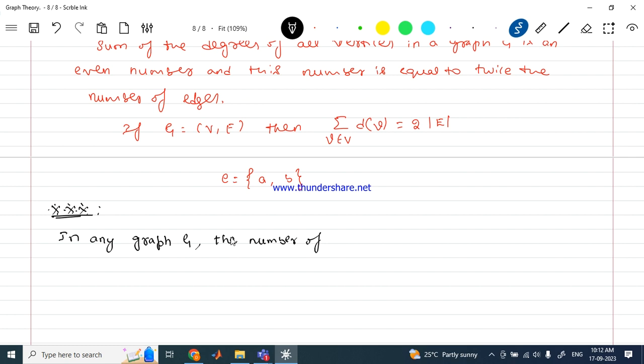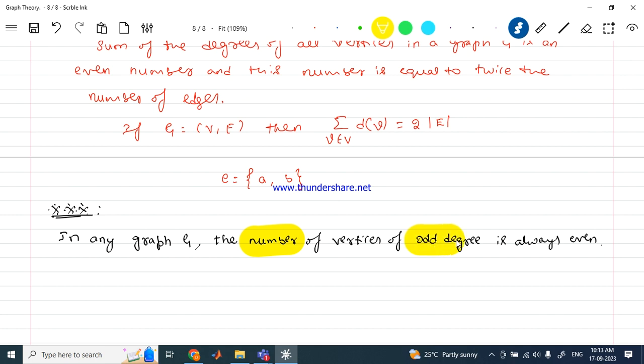So in any graph G, the number of vertices of odd degree is always even. Please try to understand this. The number of vertices of odd degree is always even.